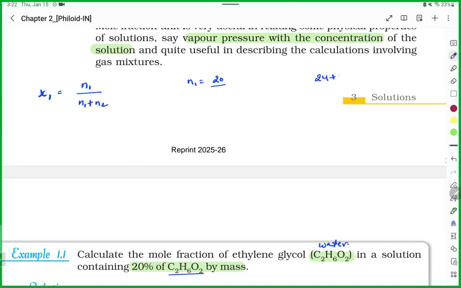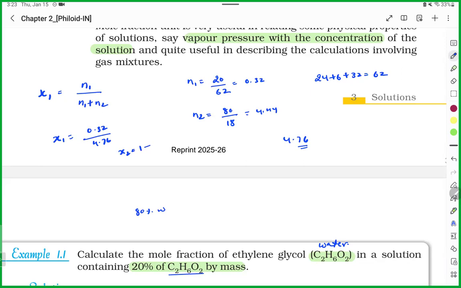C2 means 24, H6 is 6, and O2 is 32. So it will be 62. Correct. Number of moles of water: if 20 gram is this, then 80% will be water. So 80 gram divided by 18. Correct. Now you can calculate the total number of moles. Here, if you calculate, it will be 0.32 something, and 4.44 something. Total number of moles is 4.76. Correct. So, what will be your mole fraction? Given mole divided by total, and for the second, whatever value you get, take one minus that. Next one.